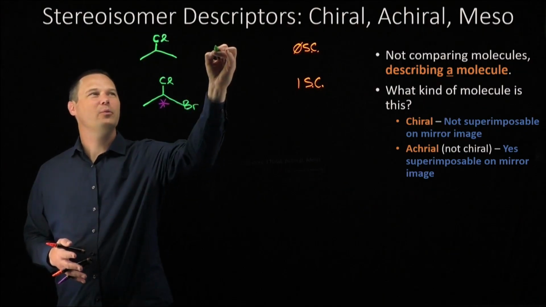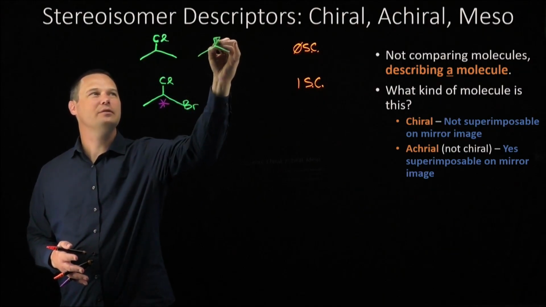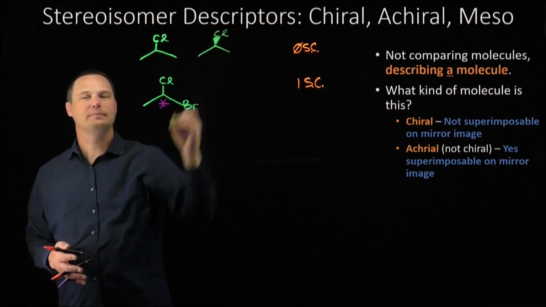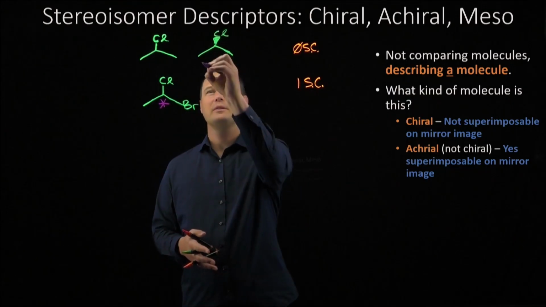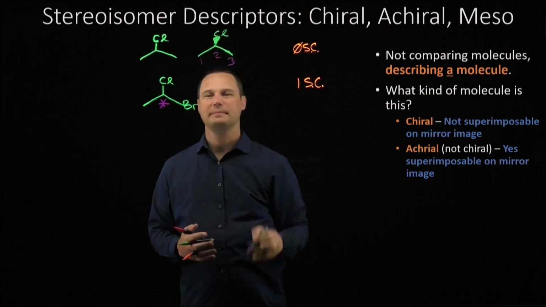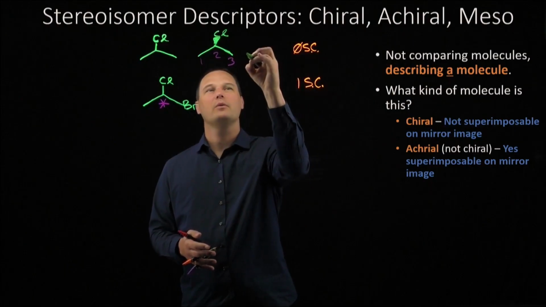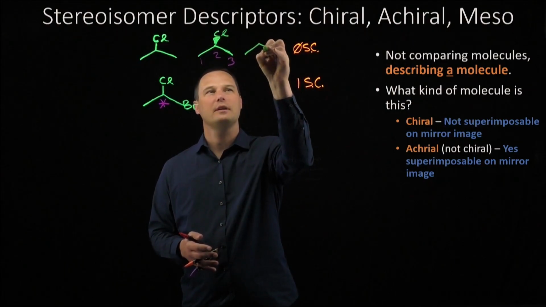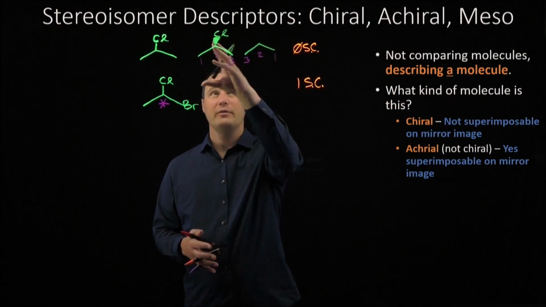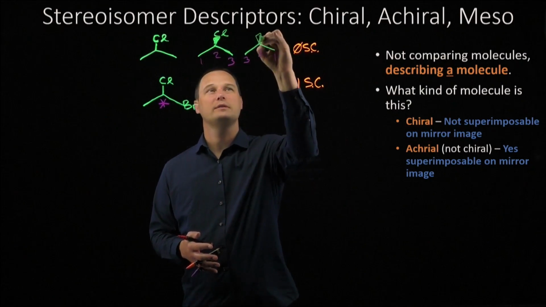We start by drawing one of the 3-dimensional representations of this molecule. We'll put the chlorine on a wedge. Then we need to draw the mirror image. If I were to number these carbons 1 through 3, reflecting this molecule through a mirror would put carbon number 3 on the left and carbon number 1 on the right. If I were to reflect this molecule through a mirror, the chlorine would still be on a wedge.